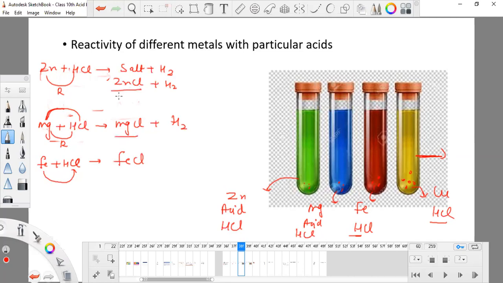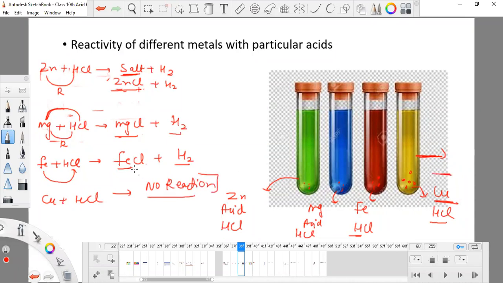What is salt? When a metal and non-metal come together, they form salt. So ferrous, magnesium, and zinc are metals, and chlorine is definitely a non-metal, so they are salts. ZnCl is salt, magnesium chloride is salt, ferric chloride is salt, and hydrogen is released. Now the star of the show is copper. What would happen if I add copper with HCl? There is no reaction at all. No reaction.